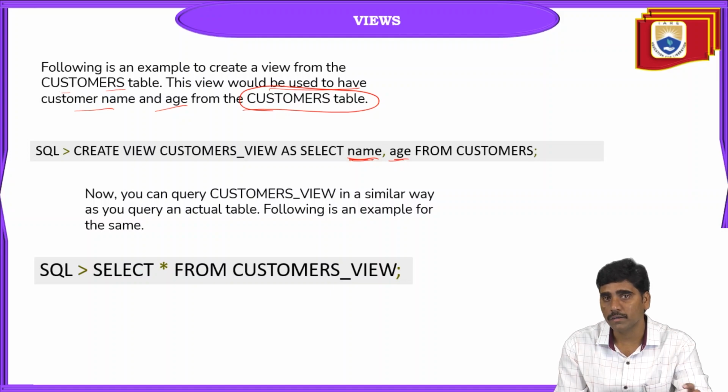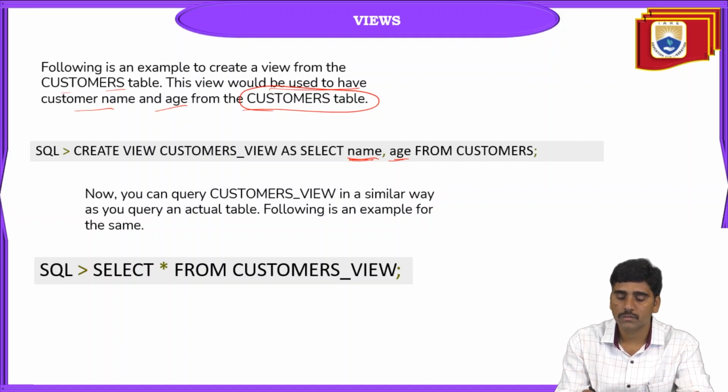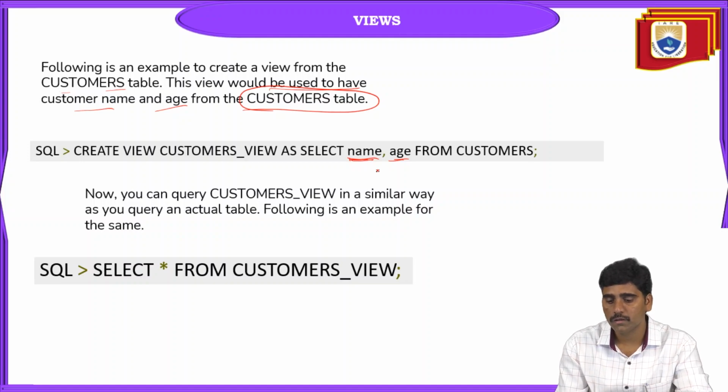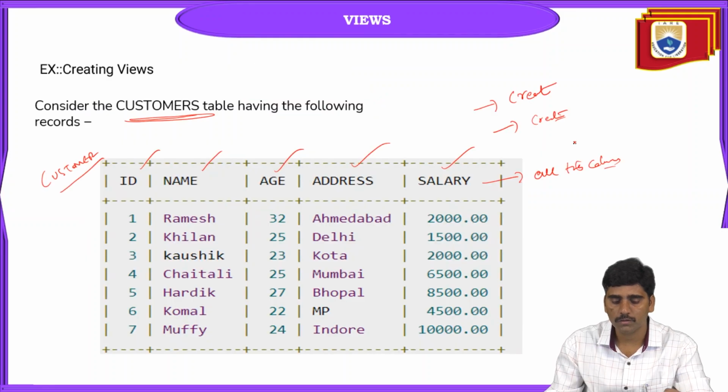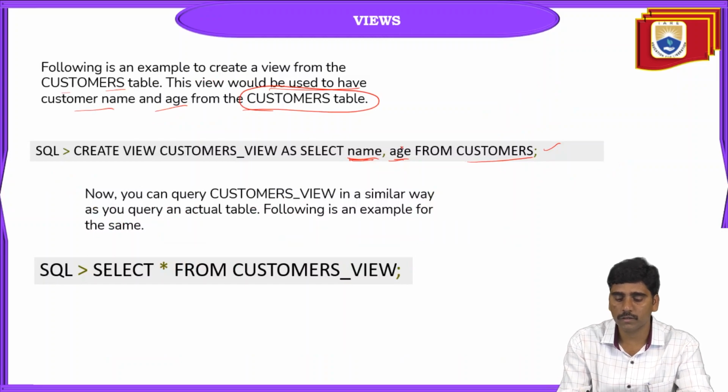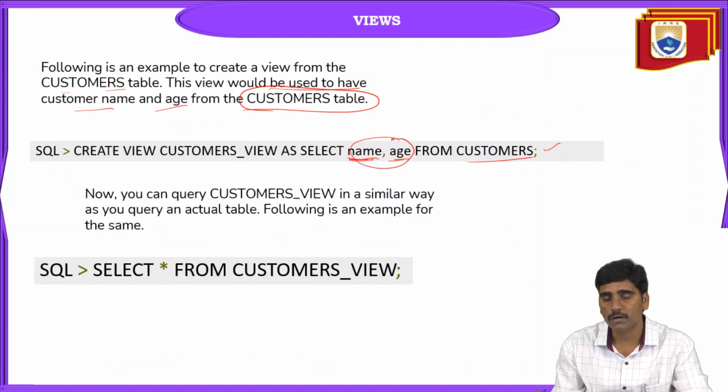Only name and age will be taken as columns to create the new view. So select name, age from the customer table. This customer table has ID, name, age, address, salary. Among these five fields, we are creating a view for only name and age.